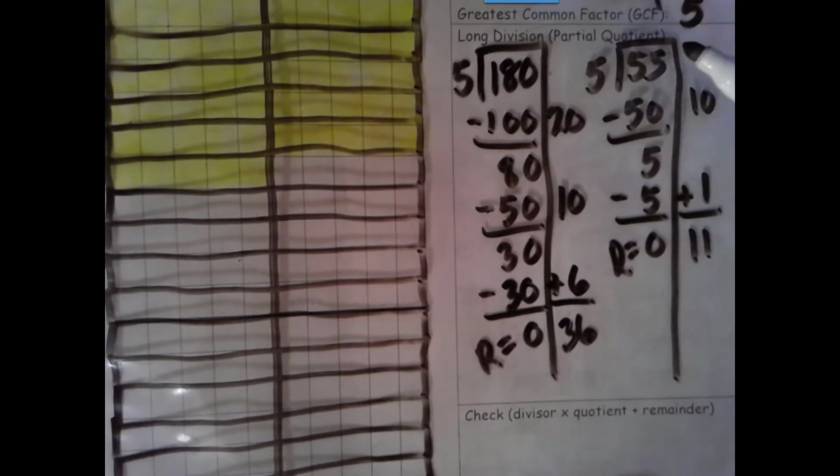We do need to check both. Divisor times quotient plus remainder. Divisor times quotient plus remainder. But since our remainder is 0 for both, and the identity property of addition says when you add 0, it stays the same, we don't need to actually add 0.